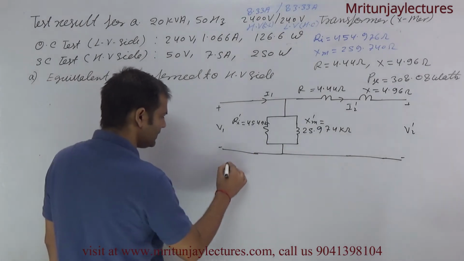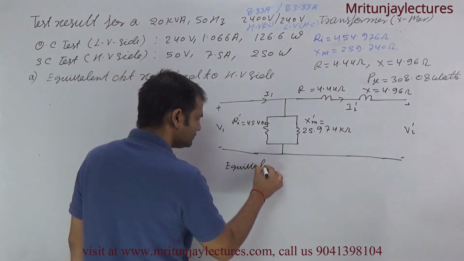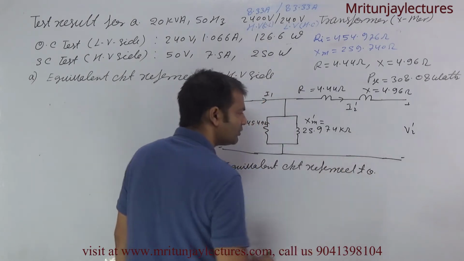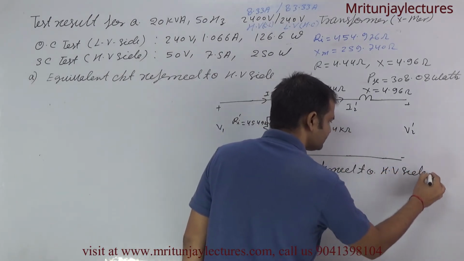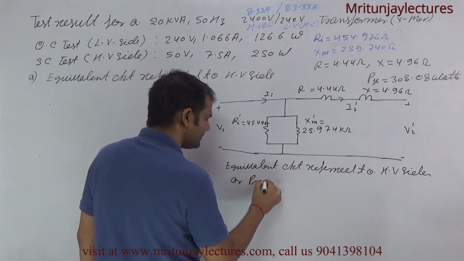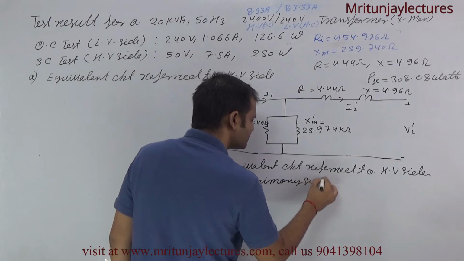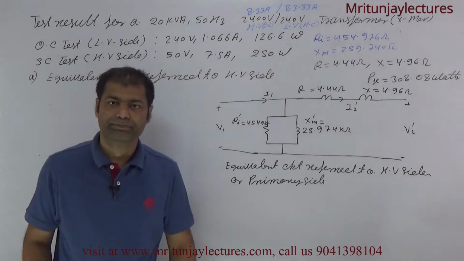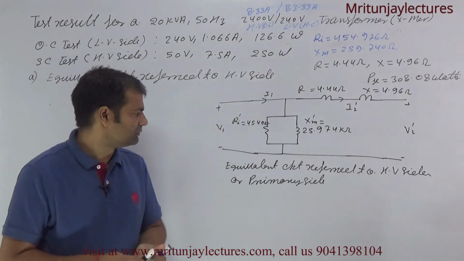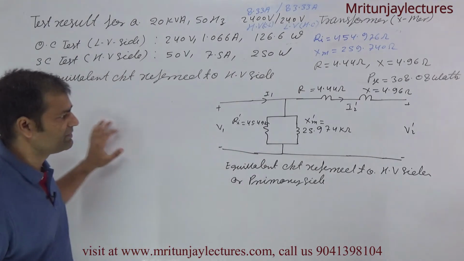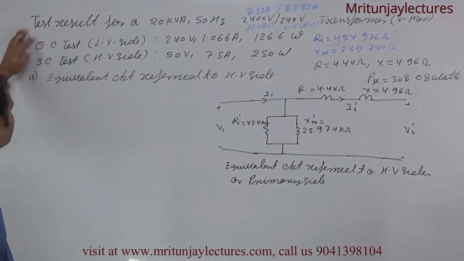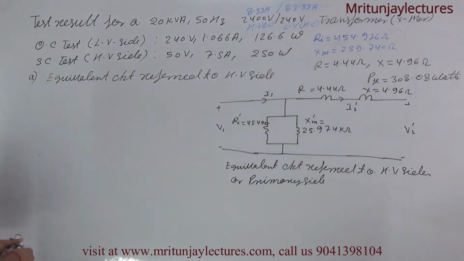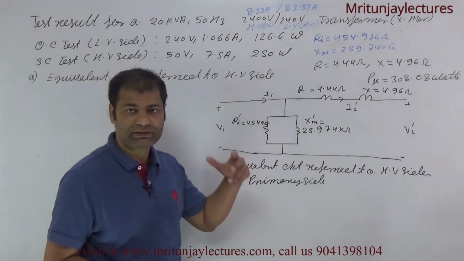You can say that this is the equivalent circuit referred to the high voltage side, or primary side. Okay, it is clear how to create the equivalent circuit referred to the high voltage side, or the primary side, with the help of the open circuit test and short circuit test. Now, you can also determine full load copper loss by another method.